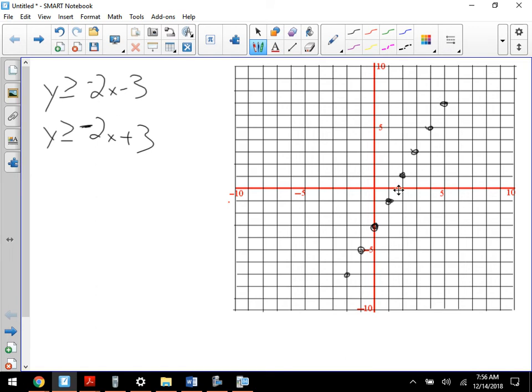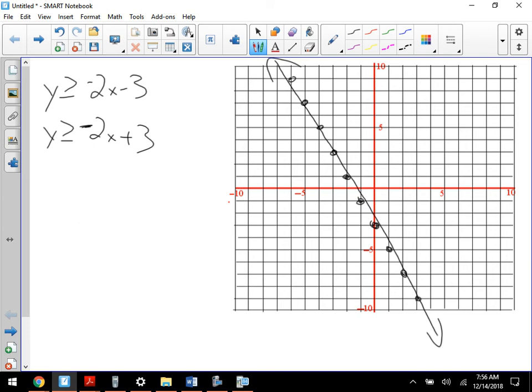When I connect those, is it a solid or a dotted line? I was seeing if you were paying attention. Good job. Don't give me that condescending tone there, Nora. That just means you're awake. Is it a solid or a dotted line between those? Why is it solid? Very good.